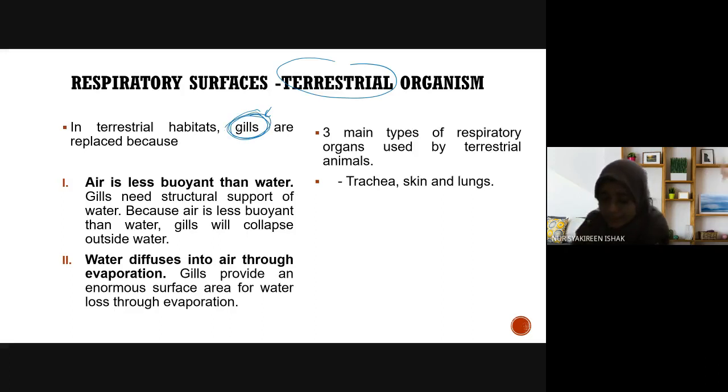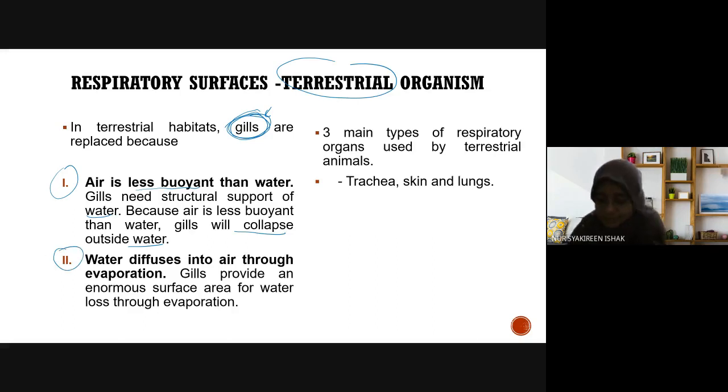So in terrestrial habitats, okay, gills are replaced because number one, air is less buoyant than water. Maksudnya udara cannot support. Okay, cannot support the structure of gills. Only water can. Okay, so that's why air is less buoyant. Okay, so gills need structural support of water. So because air is less buoyant than water, so gills will collapse outside of the water. Okay, so the air cannot support the structure of gills, so that it causes the gills to be collapsed and prevent exchange of gas from occurring.